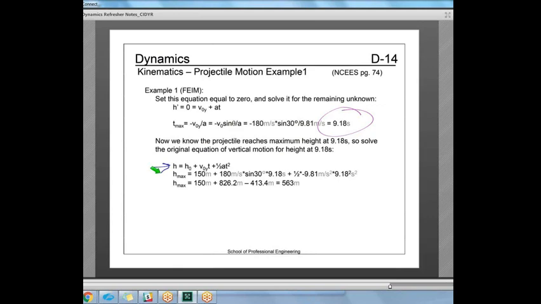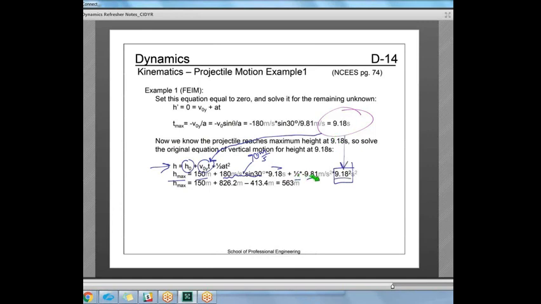So our maximum height basically just requires us to punch that time into our height equation. So S equals S naught plus V naught T plus 1/2 AT squared. We're using just the vertical version of that, or we call it height. Our maximum height depends on H naught, our starting point at 150 meters, our V naught T, which is 180 sine 30, which we agreed was 90 meters per second.